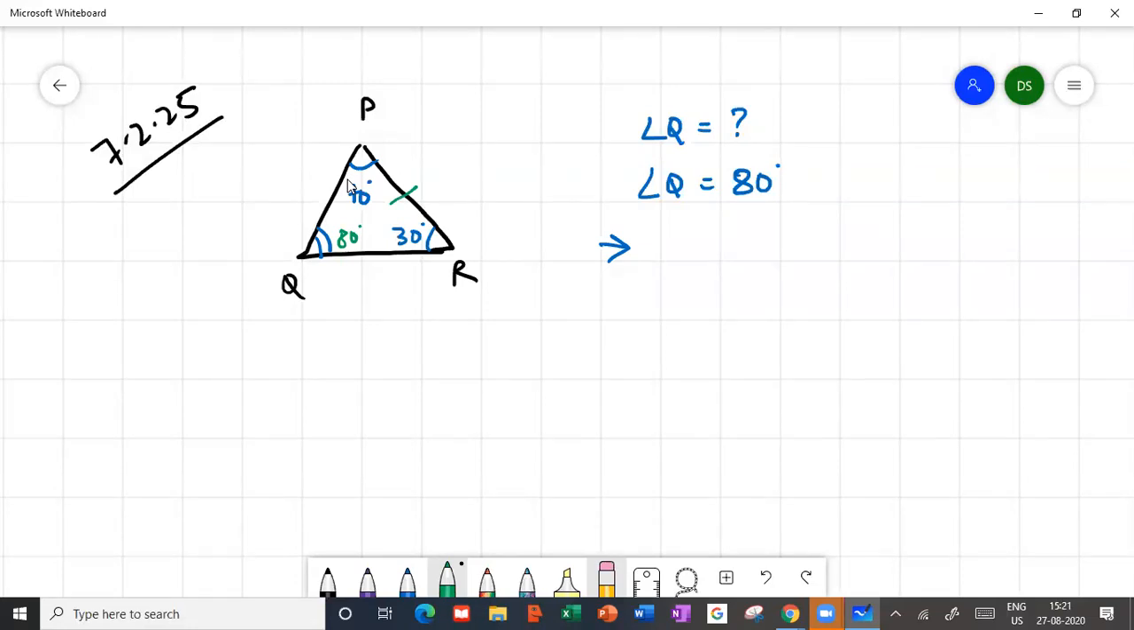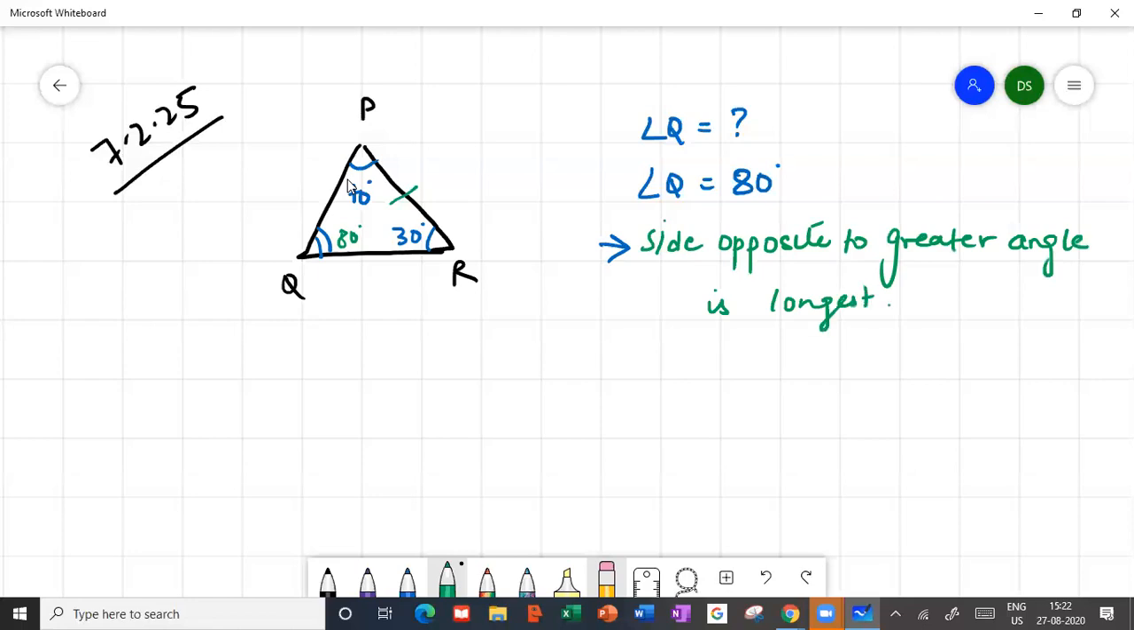So there is this property that the side opposite to the longest or largest angle, should I say? I can't say longest angle. The side opposite to the greater angle is longest. Okay, remember to write this. This is the important statement. Therefore, PR is the longest side.